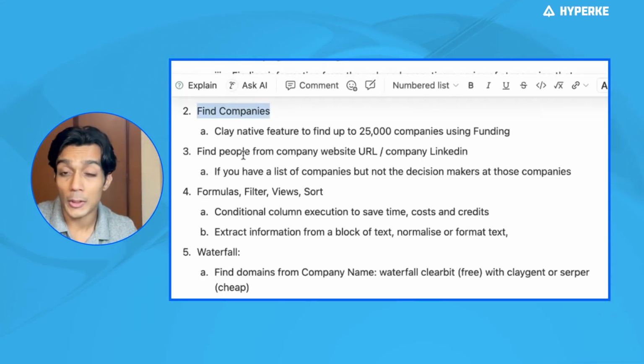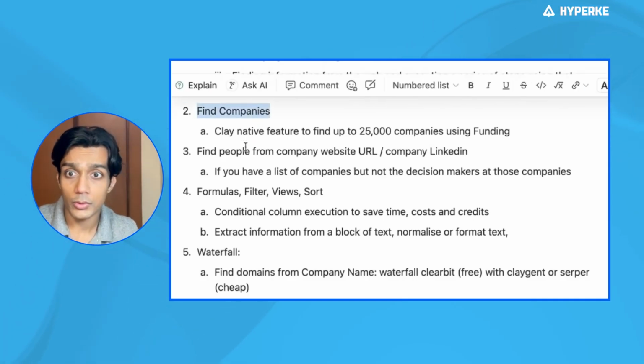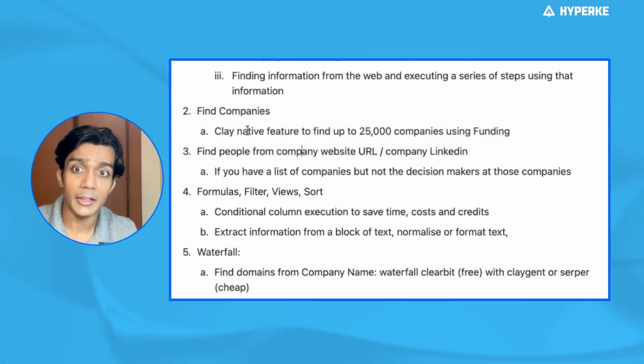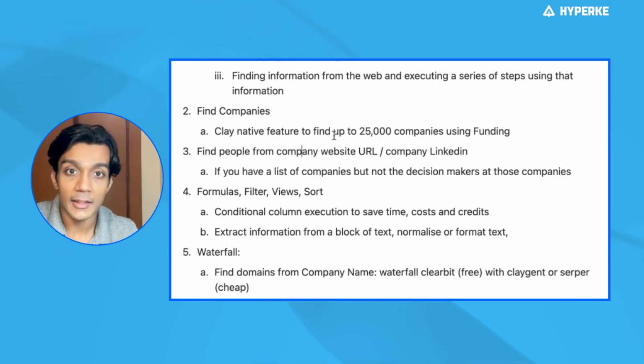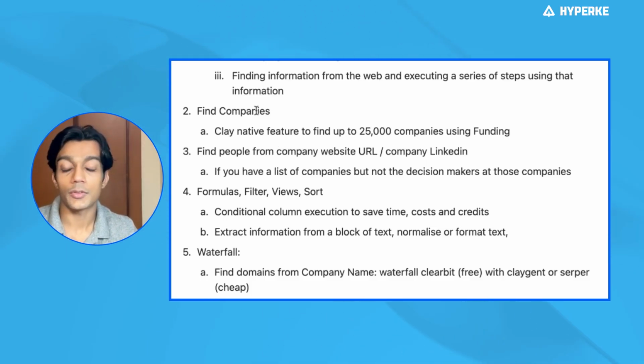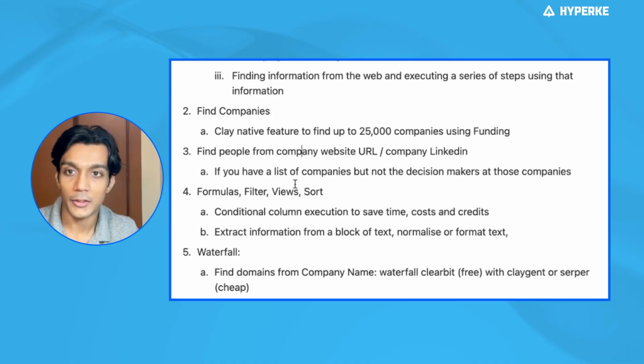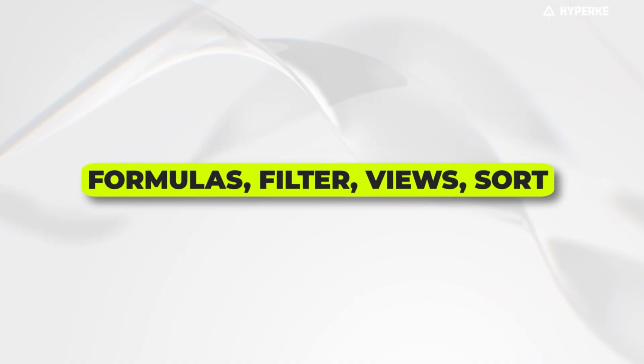But that's how you use it. Again, both of these are super powerful. Platforms like Apollo will charge you to give you the same information. Find companies, find people from companies. Apollo and ZoomInfo, that is all they do. They have exactly the same filters, and you can do this within Clay without having to spend a single credit. Next feature is formulas, filter views, and sorting.